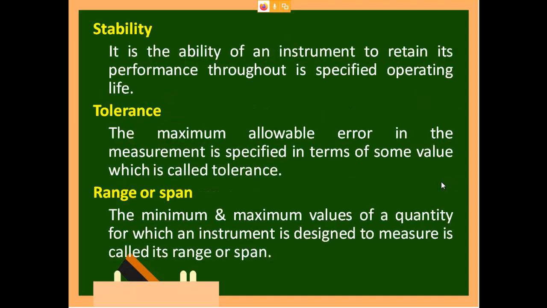Okay. Now next we go for stability. More stable, less stable. Stability is the ability of the instrument to retain its performance throughout a specified operating life. So you install a meter, you can measure it in the morning, then afternoon, then evening. Okay, what will be the change between these three?